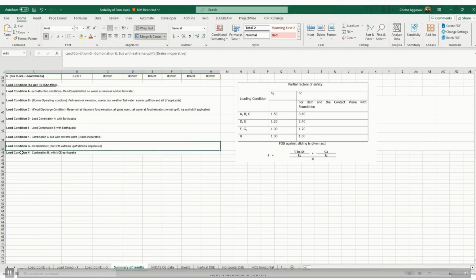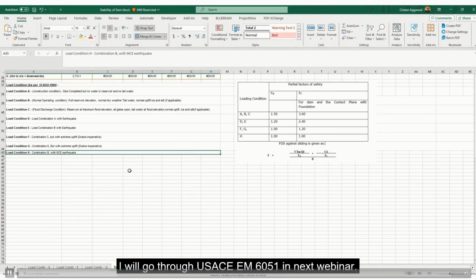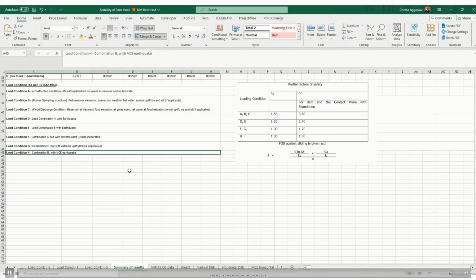H condition is not used for stability. If you go through engineering manual 6051, this is used just to check that there is no catastrophic failure in the dam, I mean the dam has not completely failed and the entire water floods the downstream portion of the dam. So it will be analyzed for the stresses. There is a DCR criteria for that. We'll go through the engineering manual while carrying out the dynamic analysis, then we'll discuss this condition.